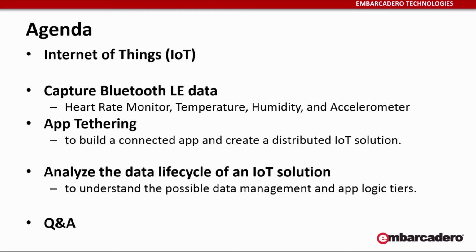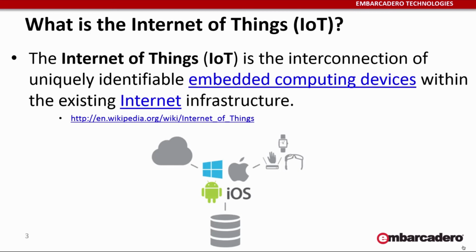Next, we'll describe what is app tethering and how you can use app tethering components to build connected apps to add to a distributed Internet of Things solution. Lastly, we'll discuss what is the data lifecycle of an Internet of Things solution to allow us to better understand the possible data management and application logic tiers, and we'll leave some time at the end for any questions you might have. So, what is the Internet of Things?